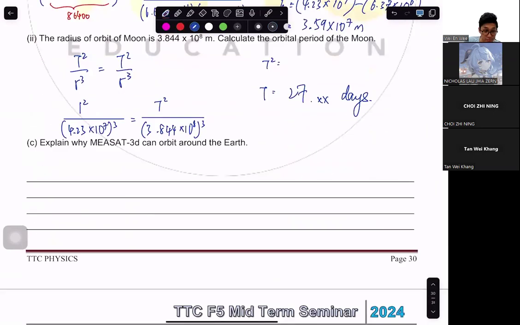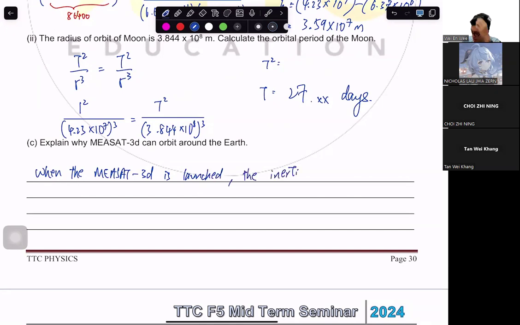So you say, when the Miasat is launched, the inertia causes it to move forward with constant speed. So that's the first part. It's supposed to move forward. It's not supposed to go in a circle. It's supposed to just go straight only.